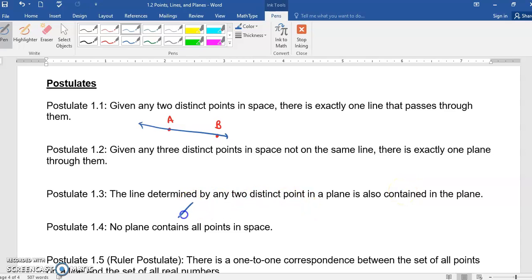So if you have a plane, if both of these points are on the plane, then the entire line that contains those 2 points is also on the plane. There is no plane that contains all points in space. Space is 3-dimensional, a plane is 2-dimensional.